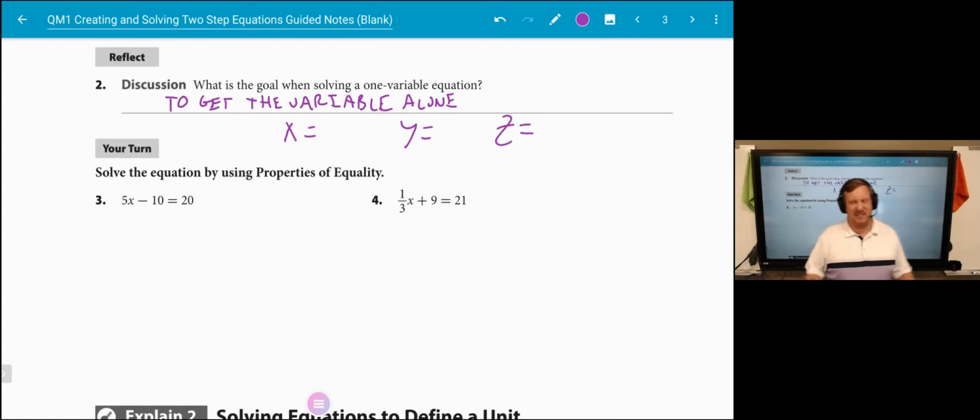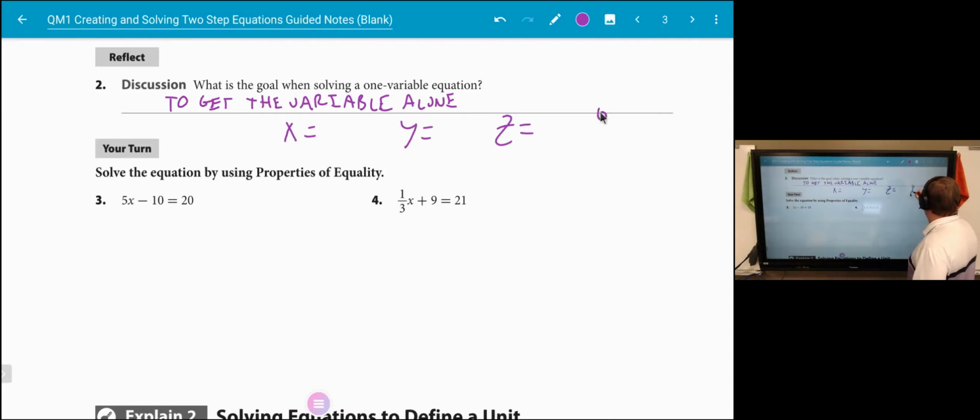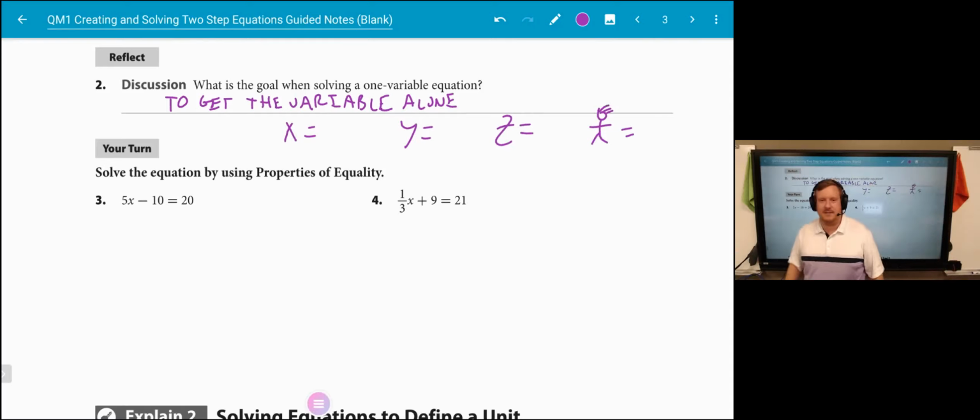And it doesn't matter, right? A variable is just a placeholder for something. Maybe you want a stick figure, a running stick figure running really fast, equals something. That's fine. You want to get the variable alone. You want to isolate the variable. So go ahead right now. This is time to pause and do numbers 3 and 4.